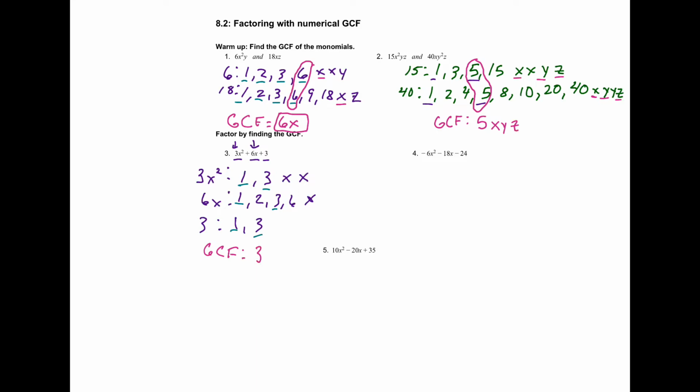So if my problem is 3x squared plus 6x plus 3, then we want to take a 3 out of each one of those. So we want to divide by 3, divide by 3, divide by 3. And so my answer is going to be x squared plus 6 divided by 3 is 2, so 2x plus 1.